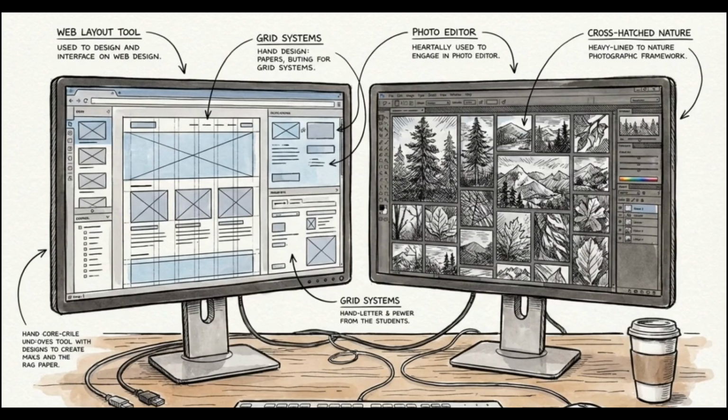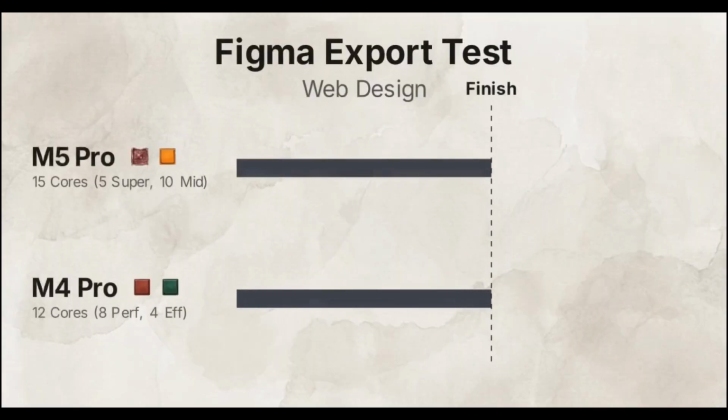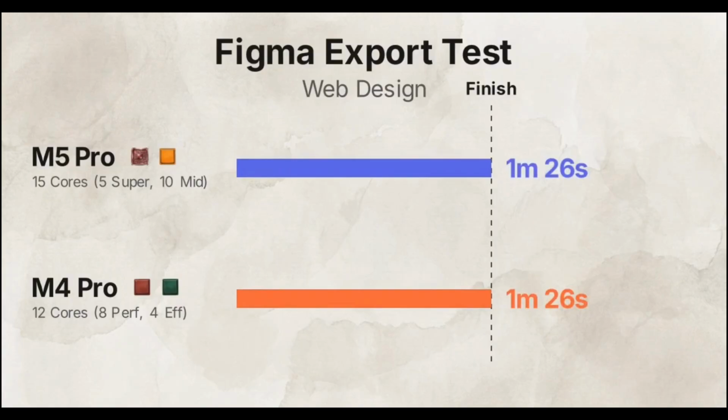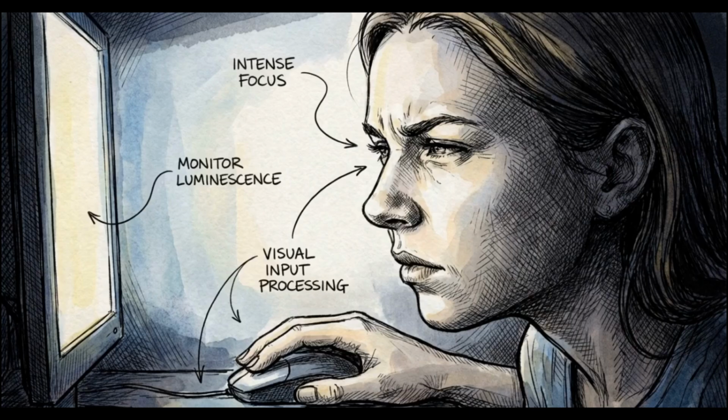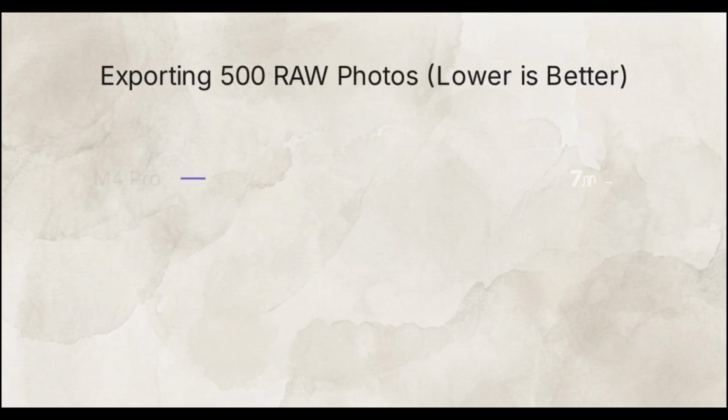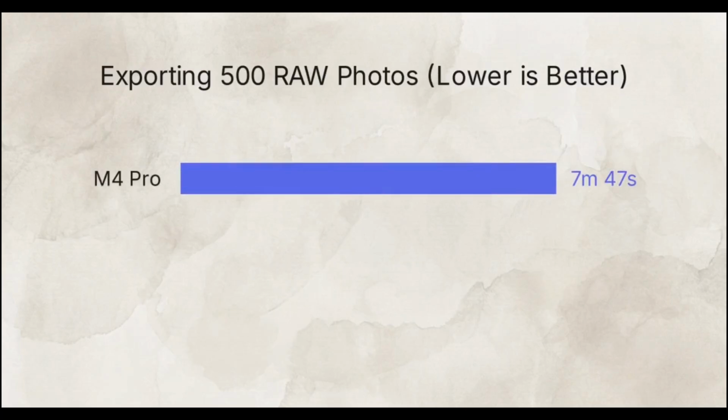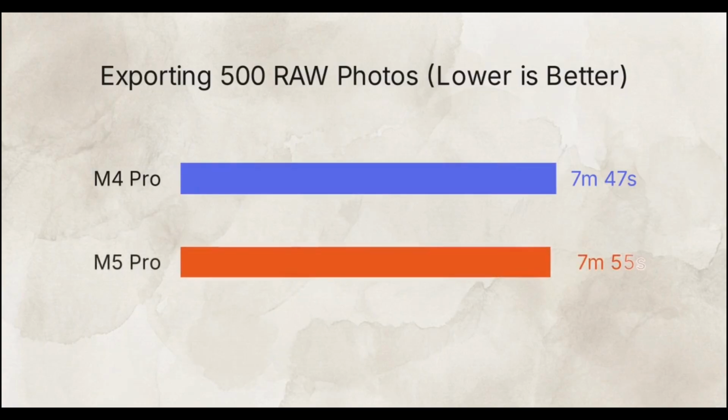or bulk photo editing. In a Figma export test, the M5 Pro and M4 Pro finished in the same amount of time, showing no benefit from the extra cores. The most significant anomaly appears in Adobe Lightroom Classic, where the M5 Pro actually regresses in performance. This chart shows that exporting 500 raw photos takes 7 minutes and 47 seconds on the older M4 Pro, but nearly 8 minutes on the new M5 Pro.